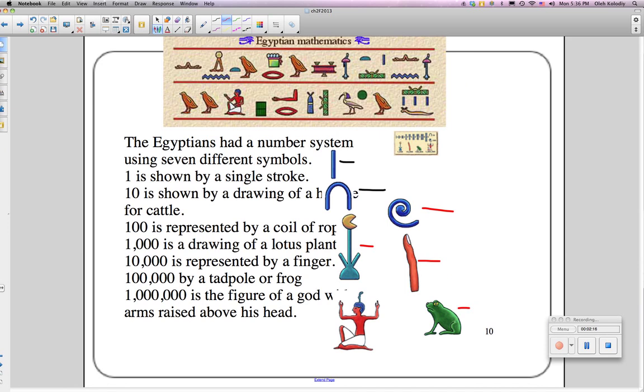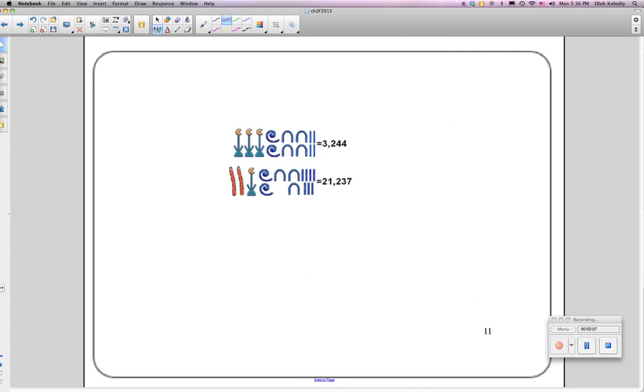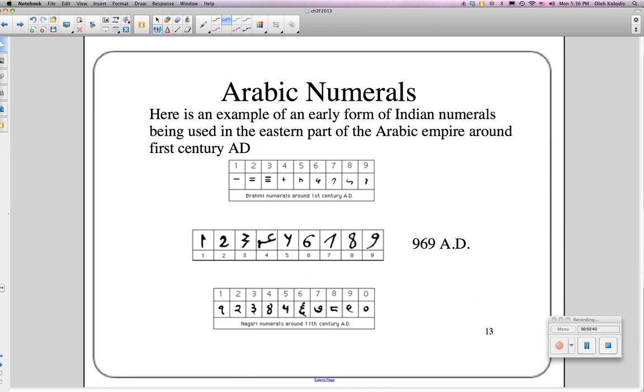10,000 by a finger. 100,000 by a tadpole or a frog. And 1,000,000 is a god with his arms raised. Here's an example of a number, 3,244, written in the Egyptian number system. And below that, you'll see 21,237.